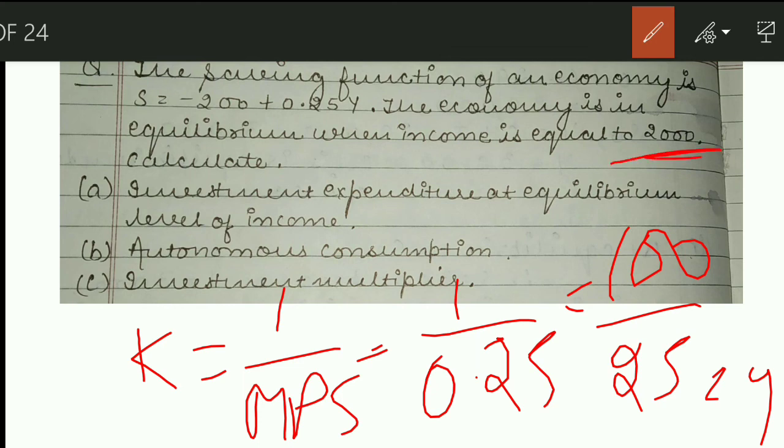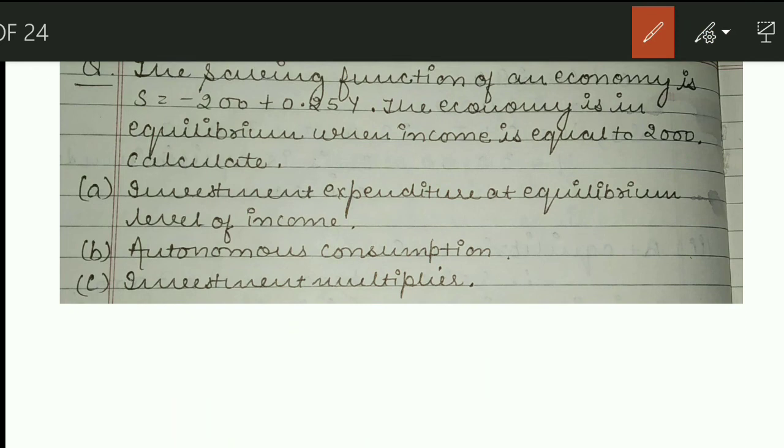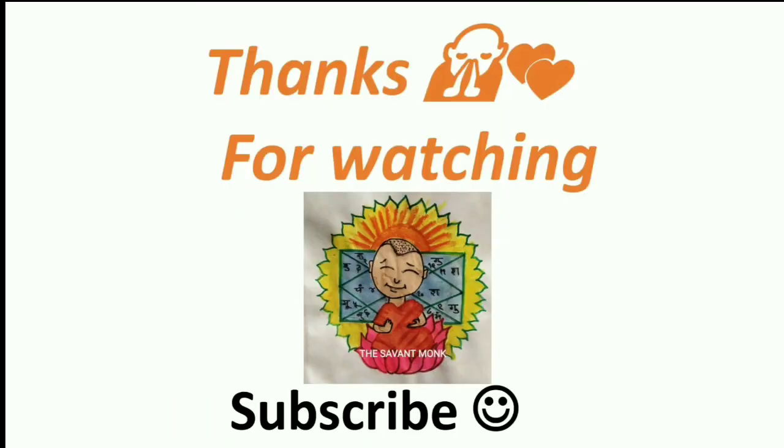Okay, first of all, put the value of income over here, right, and you will get the value of your investment, because saving and investment are just equal. You will get the value of investment as 300. Okay, so solve this question, you will get the value. After that, investment expenditure is done, and then autonomous consumption, and I told you how you will find investment multiplier, also done. Okay, so that's all for this video.